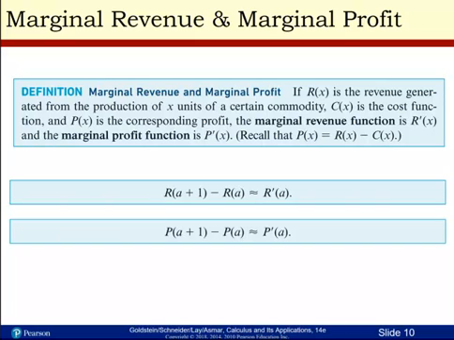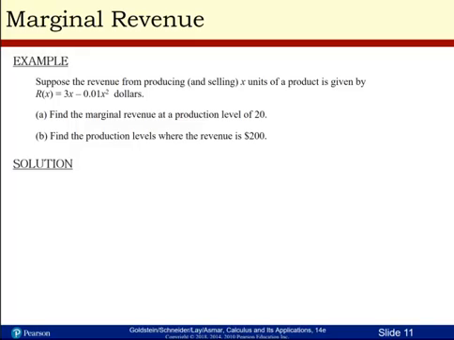now we need to recall that profit is revenue minus cost. So that means R of A plus 1 minus R of A is about equal to R prime of A. Likewise, P of A plus 1 minus P of A is about equal to P prime of A. So let's look at a problem and we'll do that.